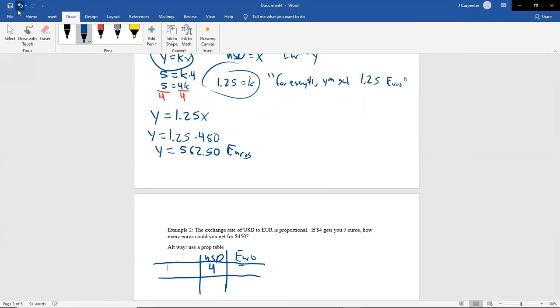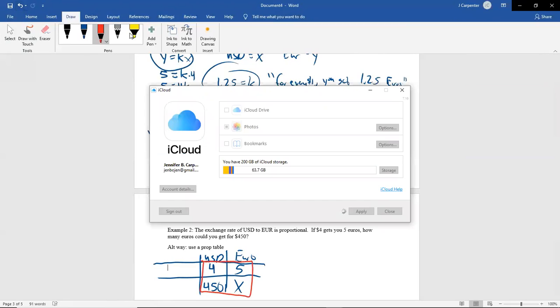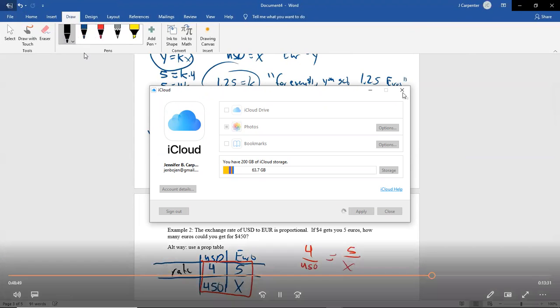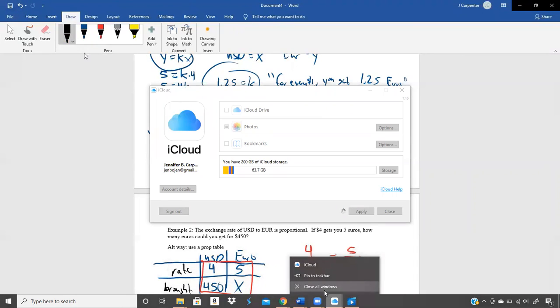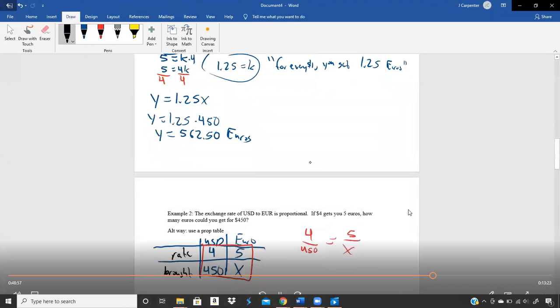So $4 got us 5 euros, and they say, well, how many euros can we get with 450? So the 450 is another scenario, so another row, and the euros is the x. Then all we do is we imagine ourselves drawing a box with 4 corners where 3 have numbers. There's not really any thinking to do here. That's it. 4 over 450 equals 5 over x. And again, you could have had words here. This was the currency exchange rate, and this is what we brought. You could write pocket, brought. I don't care what you write for the label. Nobody cares.